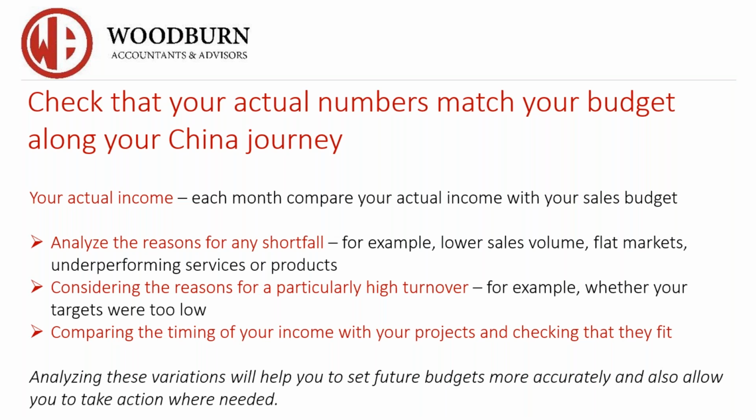Looking at reasons of why you might have a higher turnover than expected. Comparing the timing of your income with your projects. Are you getting paid when you are supposed to be getting paid? Okay. Analyzing these variations will either help you to amend your budget, i.e. reforecast. And number two, decisions. It will help you to make decisions on how to move forward, and it will help you to make those decisions very, very quickly, okay?